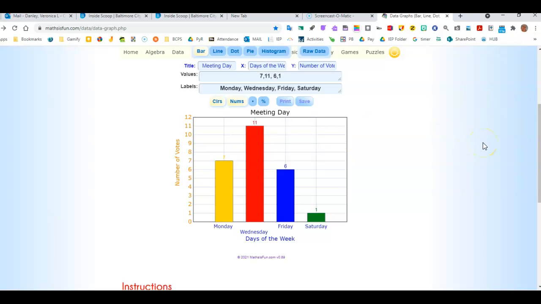How many people voted for Friday and Wednesday? So you have to add Friday and Wednesday. Those two. How many people voted for Friday and Wednesday? So you add Friday with Wednesday. All right.